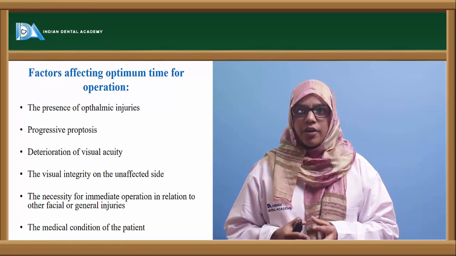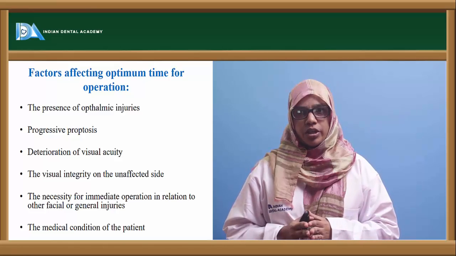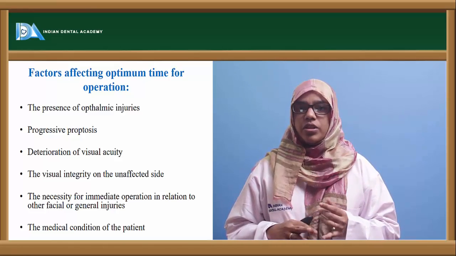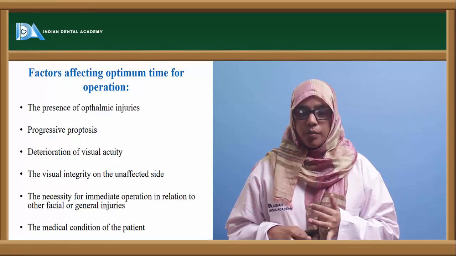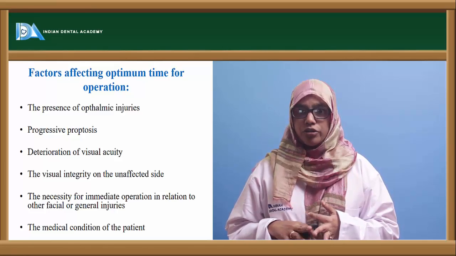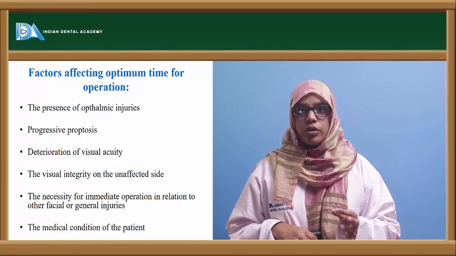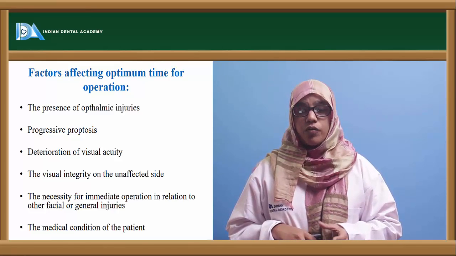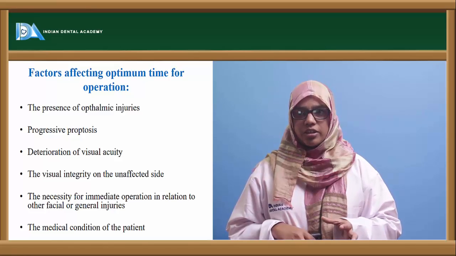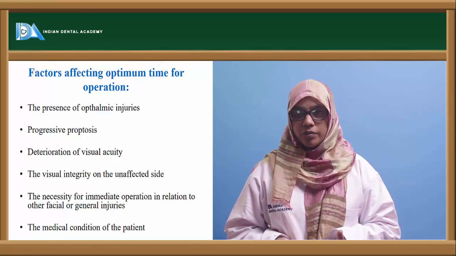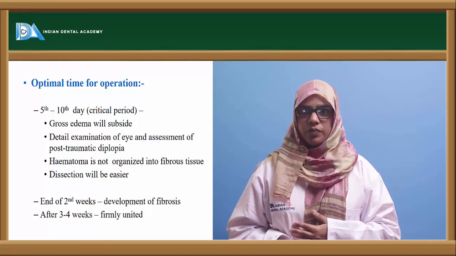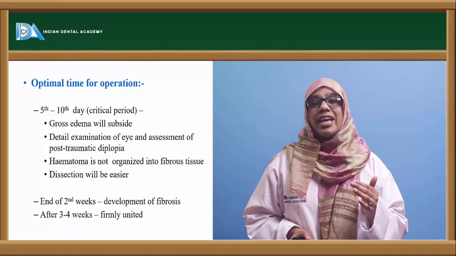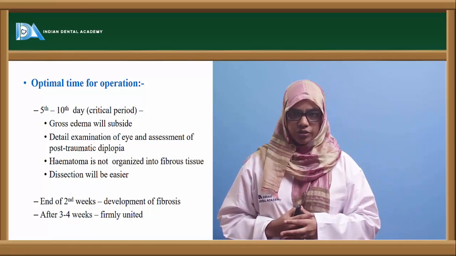Now, factors affecting the optimum time of operation. These are the presence of ophthalmic injury, progressive proptosis, deterioration of visual acuity, and the visual integrity of the unaffected side. The necessity of immediate operation is related to the facial or general condition of the patient and the medical condition of the patient. Now, what is the actual optimal time for surgery?